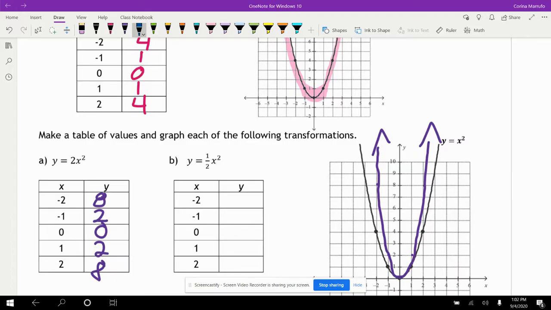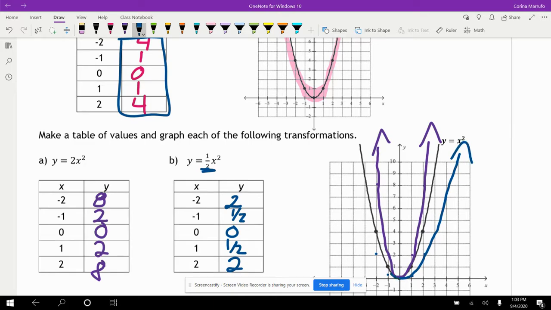On this one, instead of multiplying times 2, we're going to take half of your function. Half of 4 is 2, half of 1 is 1/2, half of 0 is 0, half of 1 is 1/2, and half of 4 is 2. I'm going to graph that one. So -2 goes with 2, -1 goes with 1/2, 0, 0, 1, 1/2, and then 2 goes with 2. And so our graph gets a little bit wider. Just a little bit.